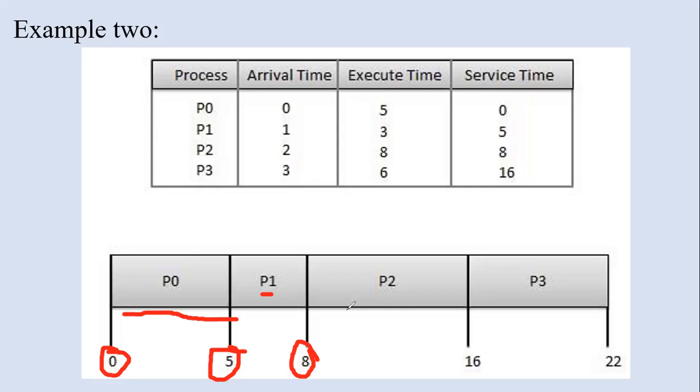Then process 2 arrives at time 2. And its processing time is 8. And therefore, it will be completed at time 16, which is 8 plus 8. And then process 3, which arrived at time 3, has a burst of 6. And therefore, it will complete being processed at time 22, because it is 16 plus 6.